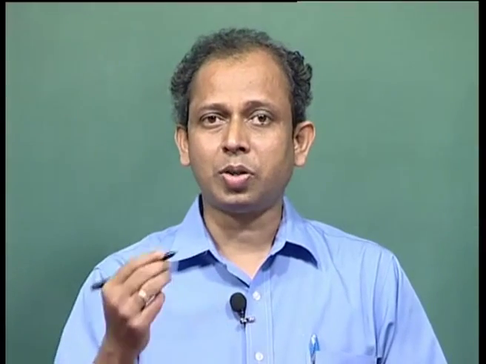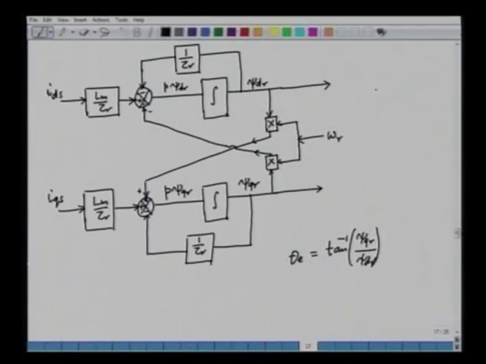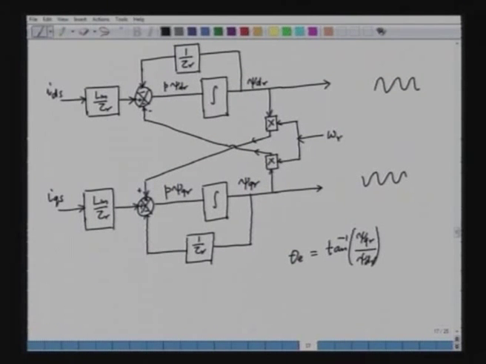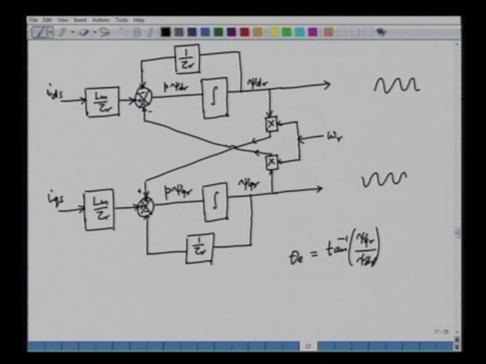And please remember, these are basically fluxes in the stationary reference frame. These fluxes will be alternating in nature. They will be a function of time. If you see, this flux is also varying with time, this flux is also varying with time. So, you know that these two fluxes are functions of time, and if you take tan inverse of this, you will get the information about the flux angle, the angle of the flux vector.